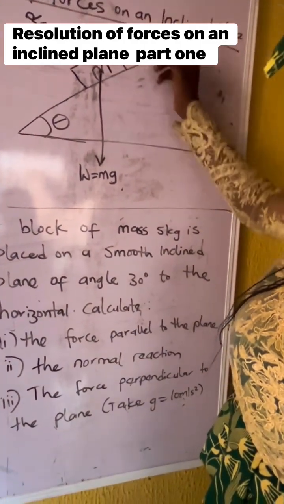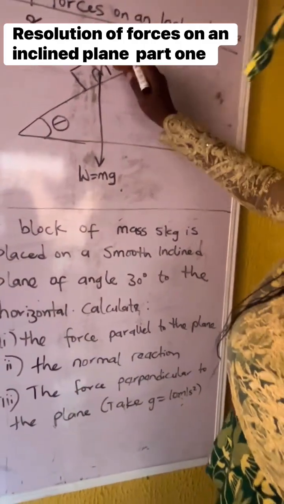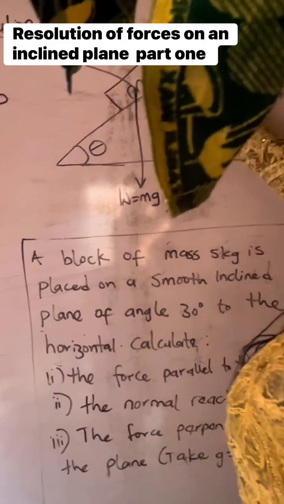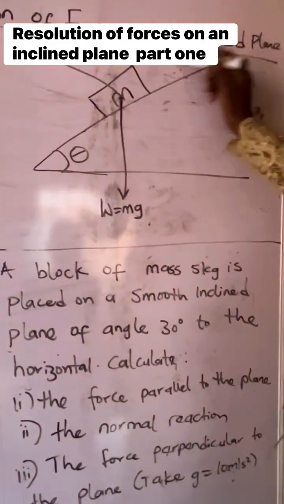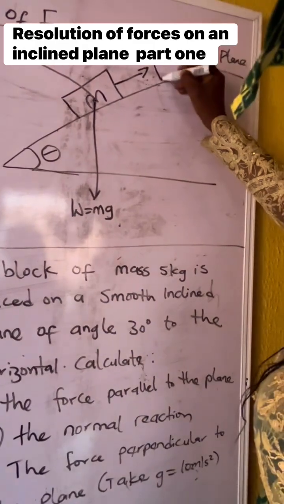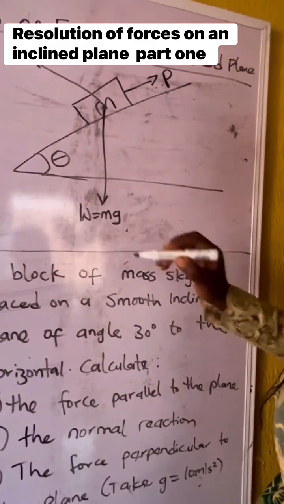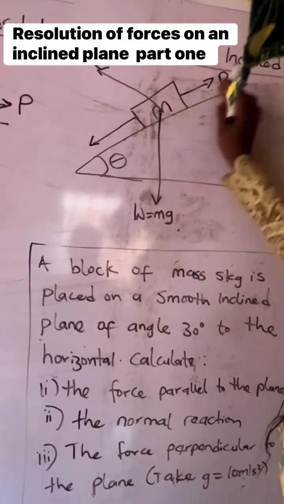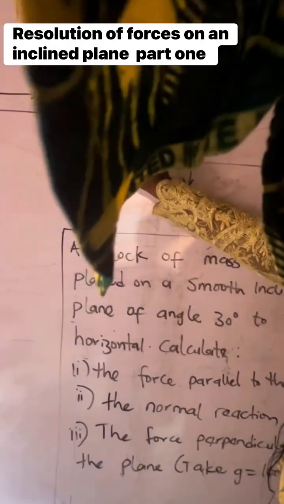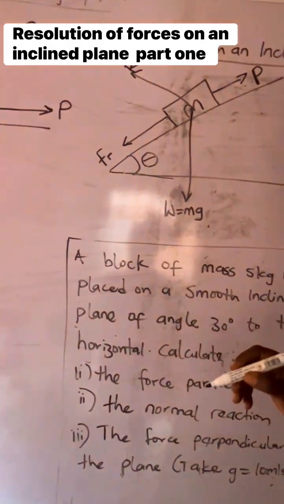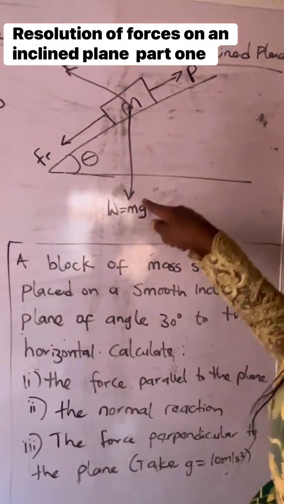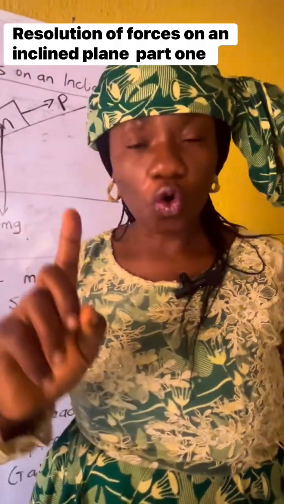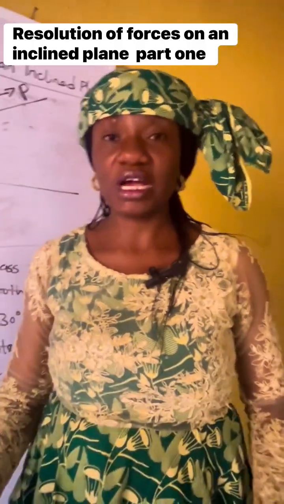Now if we want to apply force, whether for the body to move upward or the body to move downward, there must be a force. So if we're applying a force now for the body to move upward, we call it P, the applied force. Now, of course, there will be a reaction opposing this force. That's a frictional force, Fr. Now, usually, this weight is resolved into two components, a horizontal component and a vertical component.